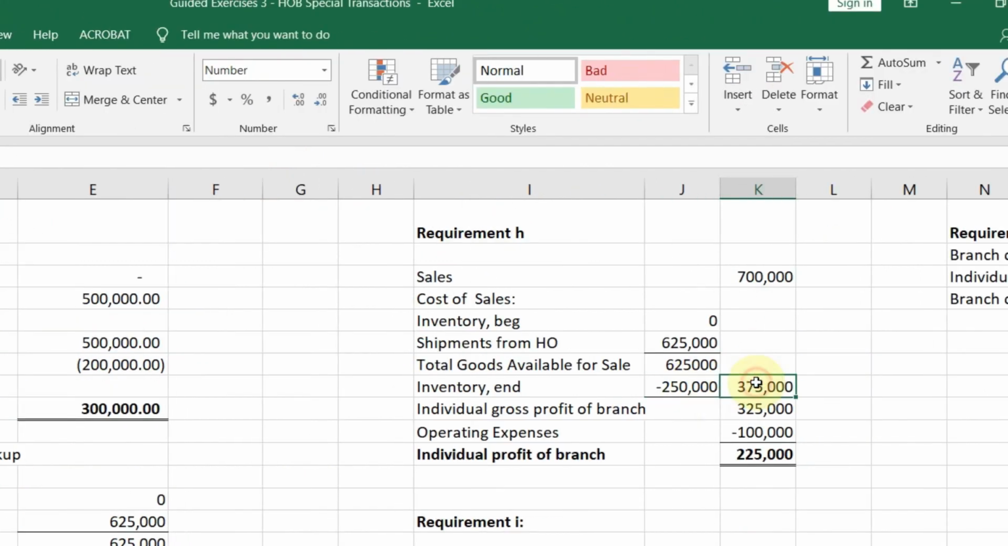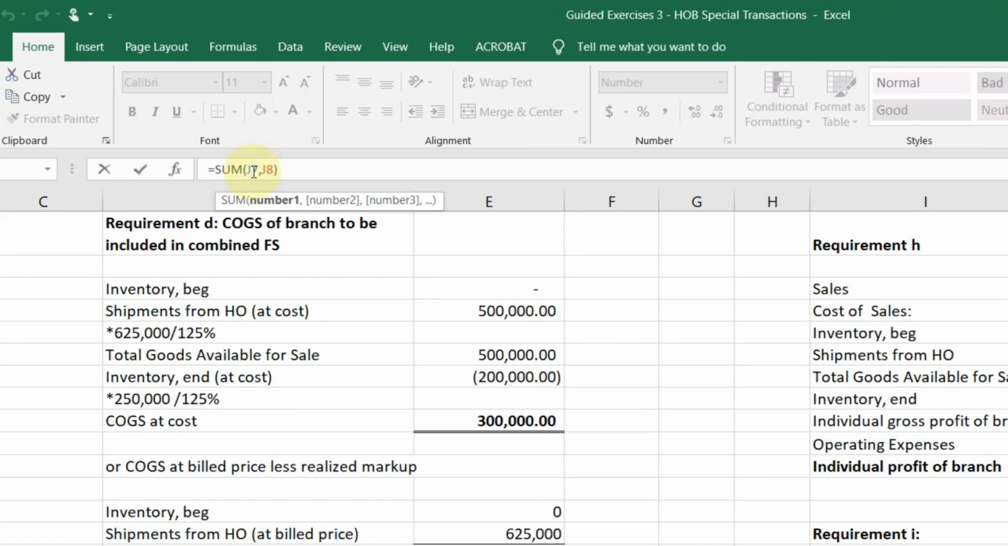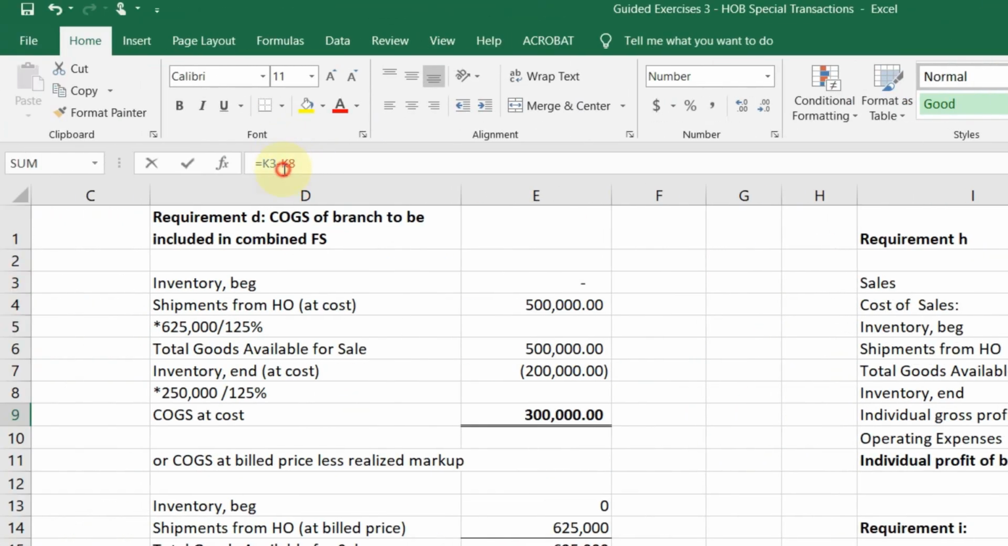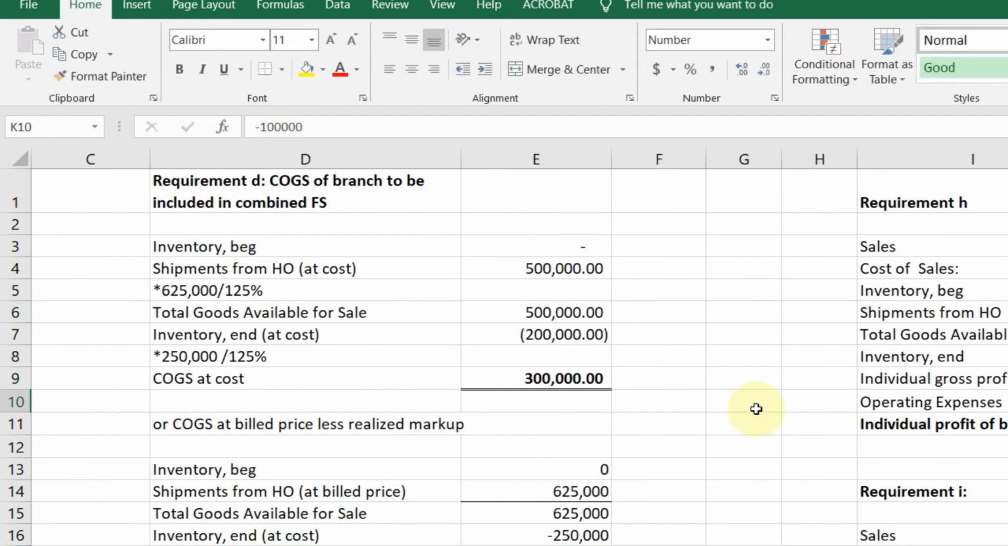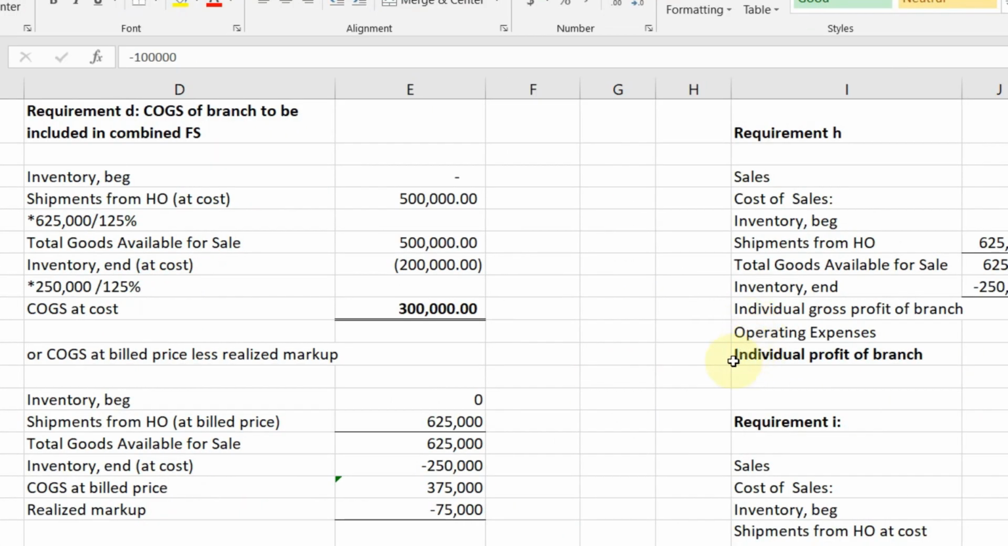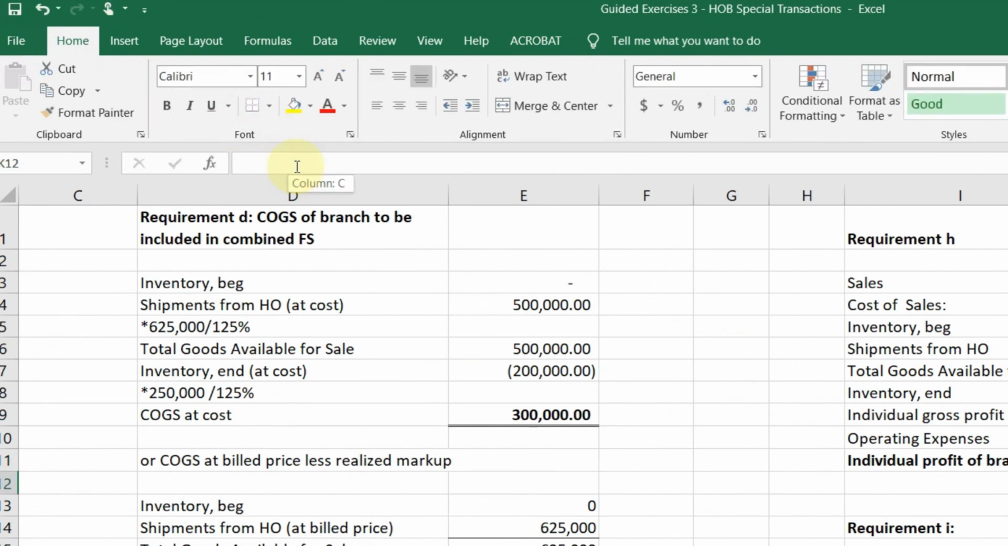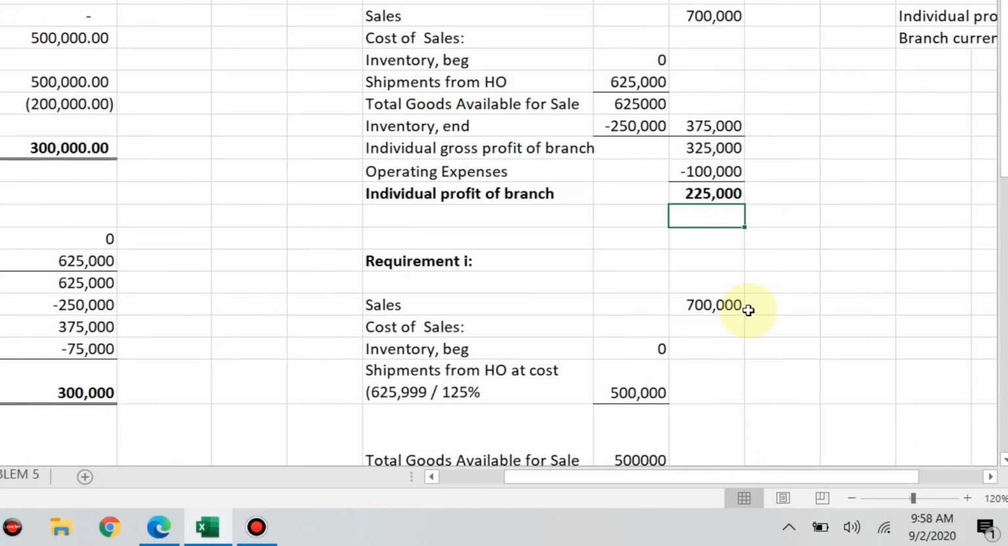You have COGS of 375. You deduct 375 from 700. You get 325. Operating expenses na 100,000. And the total individual profit is 225,000. Okay? So, that's the individual profit.